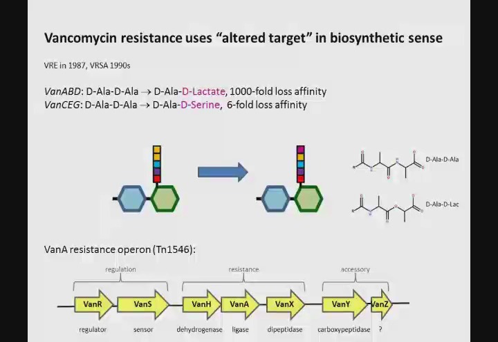The resistance operon contained in these genes, this is a transposable element, Tn1546, and they're organized as follows. You have two genes, VanR and VanS, that are regulatory. So these sense the presence of vancomycin and turn on the other genes. You have 3 genes that are responsible for the chemical nature of this switching, and I'll go over them in a moment. And you have 2 genes that are accessory that help resistance in other ways, and I'll describe those as well.